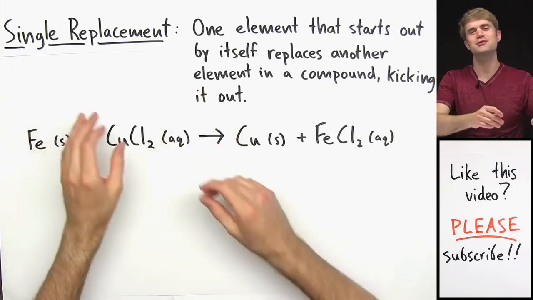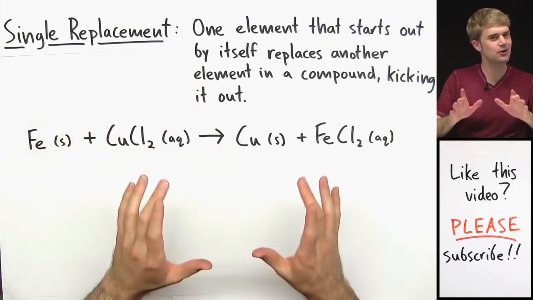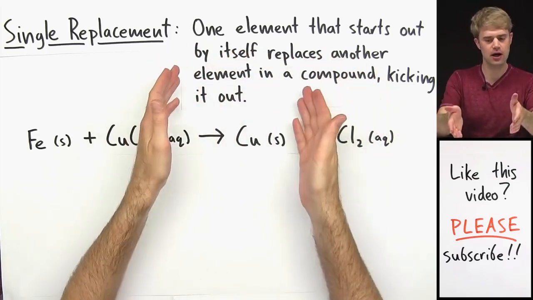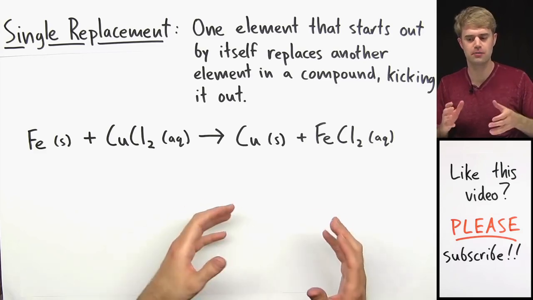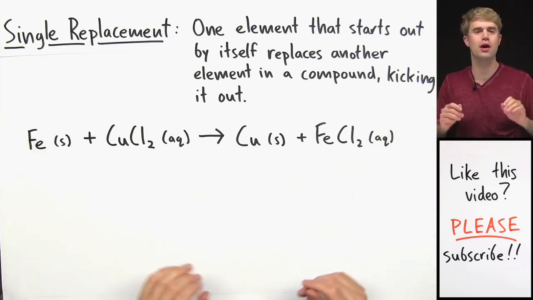Single replacement reactions break my heart, and in a minute you'll see why. So in a single replacement reaction, what happens is that one element that starts out by itself replaces another element in a compound, kicking it out. And here's an example to show you what I mean.